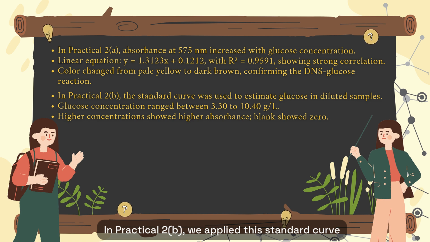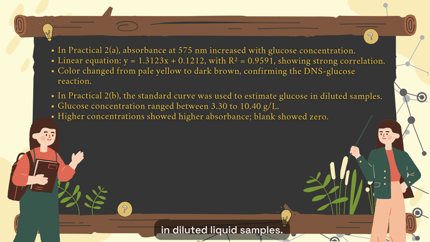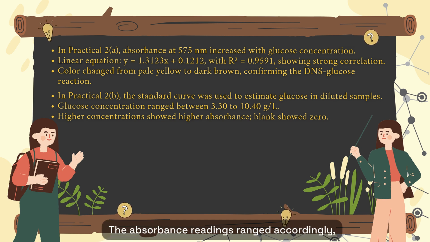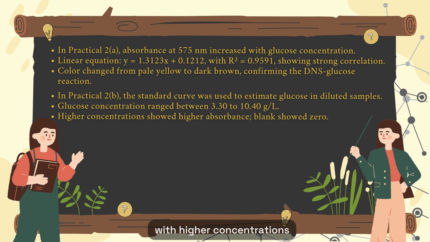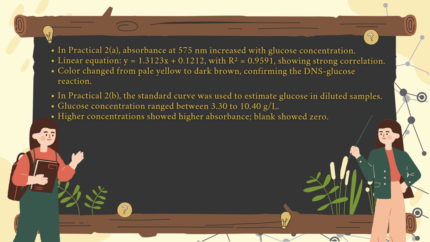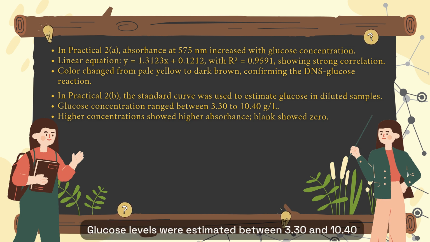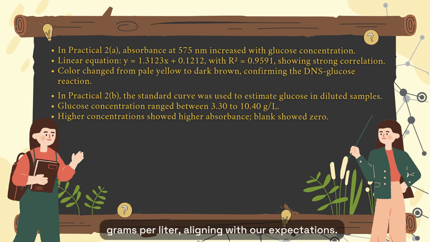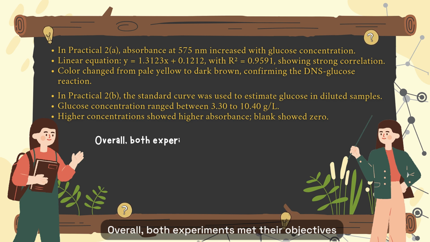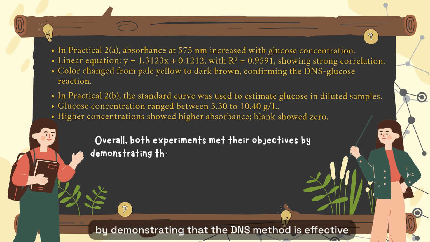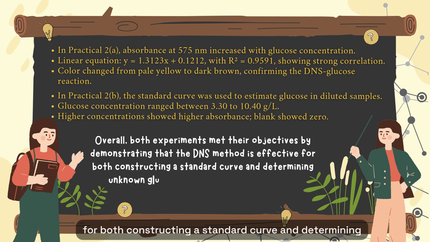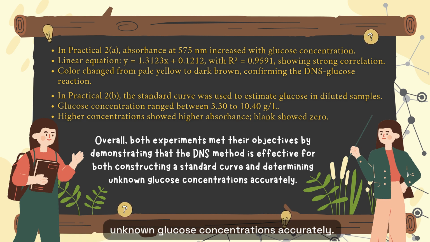In Practical 2B, we applied this standard curve to determine the glucose concentrations in diluted liquid samples. The absorbance readings rose accordingly, with higher concentrations giving stronger absorbance values, while the blank sample recorded 0. Glucose levels were estimated between 3.30 and 10.40 grams per liter, aligning with our expectations. Overall, both experiments met their objectives by demonstrating that the DNS method is effective for both constructing a standard curve and determining unknown glucose concentrations accurately.